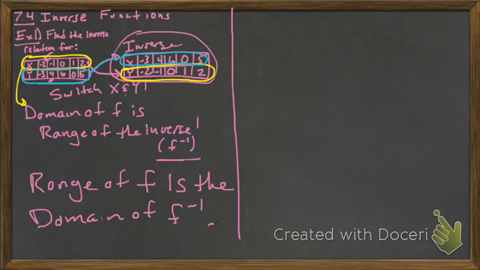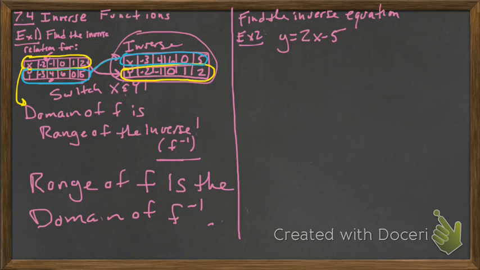Let's take a look at another type of example that you'll have to do. What I want you to do here is, let's find the inverse equation. So find the inverse equation for each of the following. We'll call this example 2. Y equals 2x minus 5.